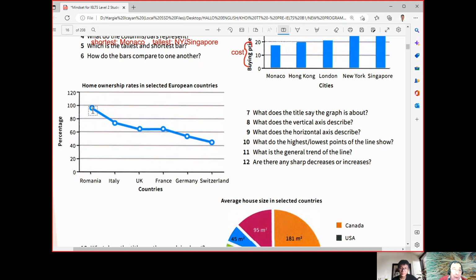Let's say, for example, Romania is here and then it goes up like that, so that would be increasing, right? But from 100 down to 40, that means it's decreasing. But Romania has a much higher percentage of homeowners than the other countries. So there would be no sharp decrease, and also no sharp increase, right?